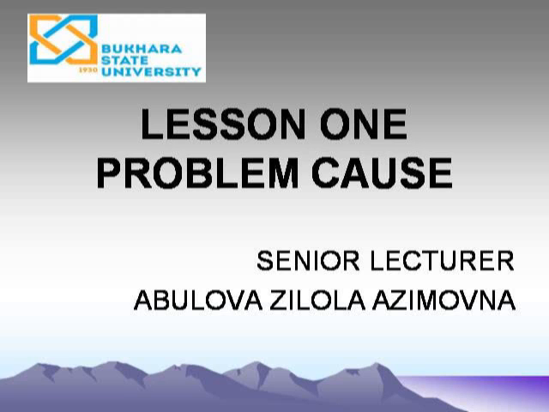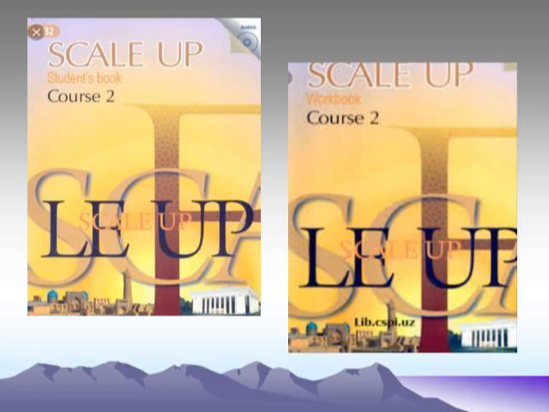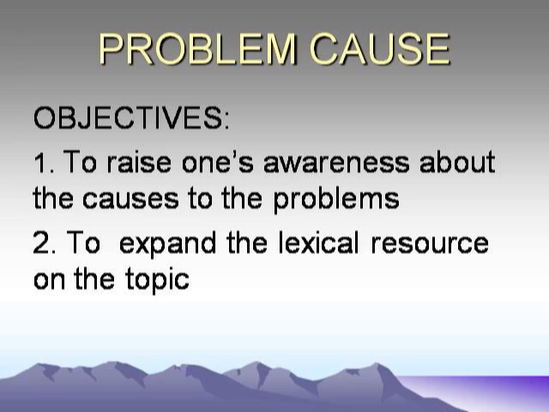Lesson 1, Problem Cause. Our main literature is Scale Up Students Book Course 2 and Scale Up Workbook Course 2. Today we'll talk about problem cause. The objectives of our theme: to raise one's awareness about the causes of the problems, and the second one, to expand the lexical resource on the topic.